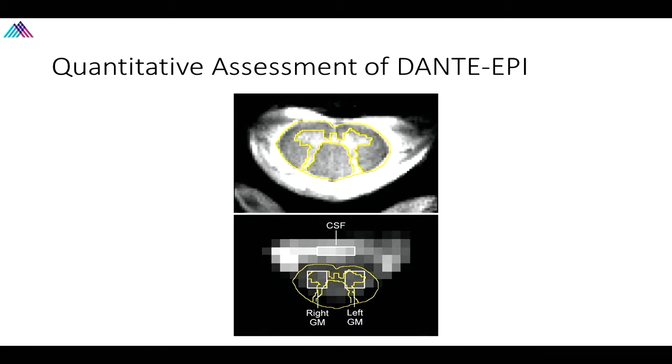So we quantified this effect of DANTE in several ways, and I'm going to be referring to these regions of interest over the next few slides. We have the right and left gray matter and the cerebrospinal fluid. So the registration between this high-resolution anatomical and the comparatively lower-resolution EPI images isn't perfect because of this difference in resolution, but these ROIs are chosen very carefully to exclude any partial volume effects. So that's really the reason why these ROIs are so small.